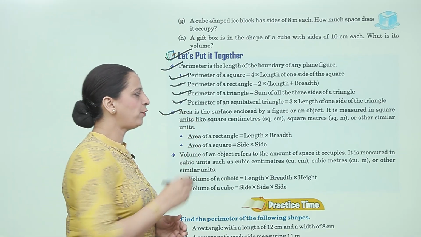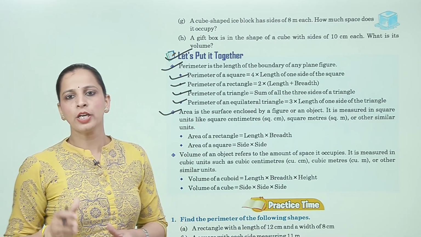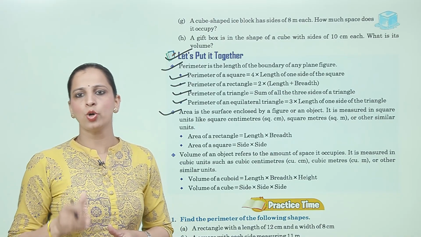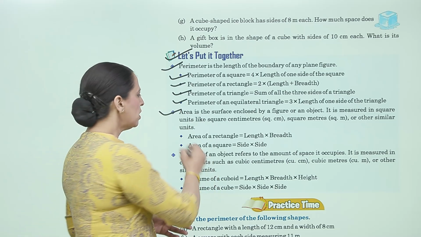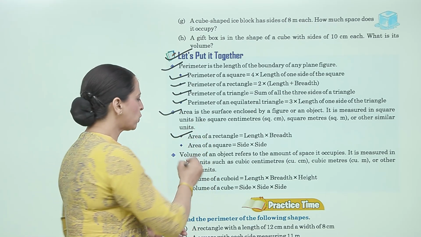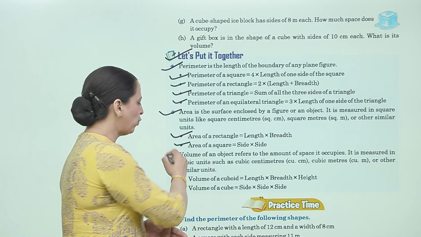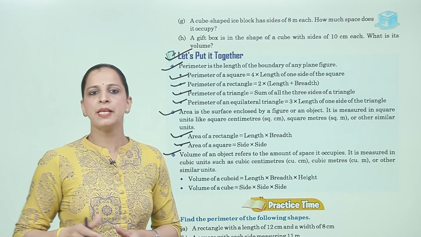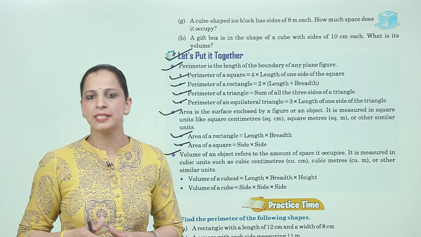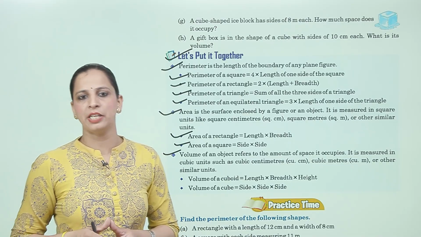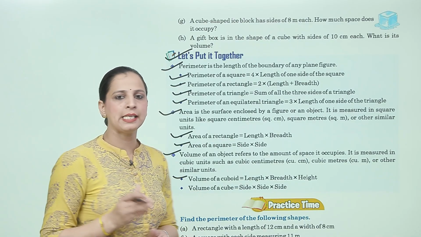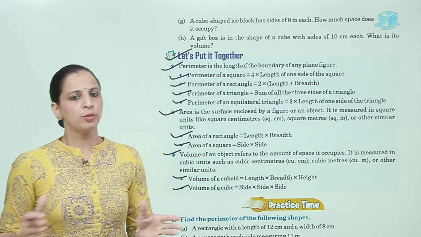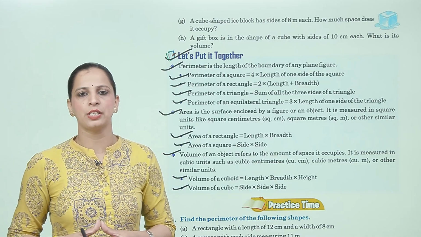Next, area is the surface enclosed by a figure or an object. It is measured in square units like square centimeters, square meters or other similar units. Area of a rectangle is length into breadth. Area of square is side into side. Now next is volume of an object refers to the amount of space it occupies. It is measured in cubic units such as cubic centimeters, cubic meters or other similar units. Volume of a cuboid is length into breadth into height and volume of a cube is side into side into side. तो बच्चों आई होप आपको चैप्टर समझ आया, इसका रिवीजन आप खुद करेंगे.